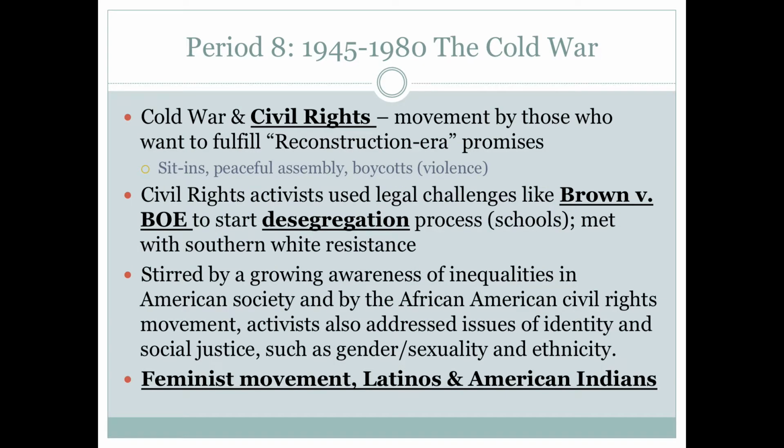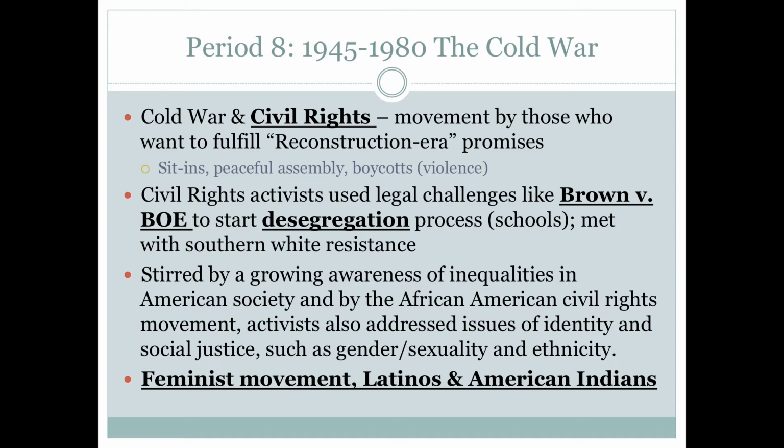Civil rights movement, a massive civil rights movement begins at this time period. Your concepts talk about this as trying to finally fulfill those Reconstruction era promises. Remember the 14th and the 15th Amendment, the right of citizenship, the right to vote. Those things in a small time period during the late 1860s, early 1870s were promised and then immediately fell apart once Reconstruction came to an end and the South began to create segregation policies.